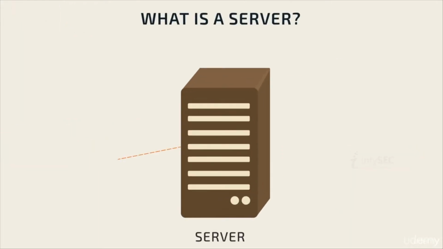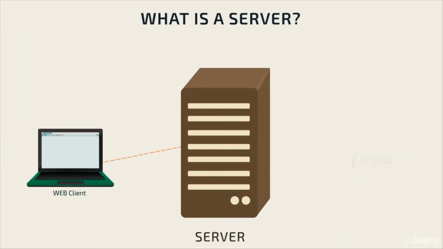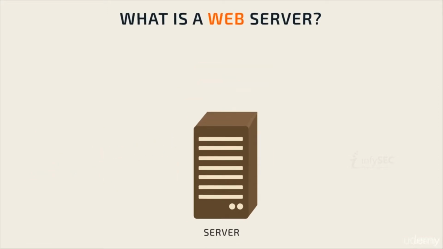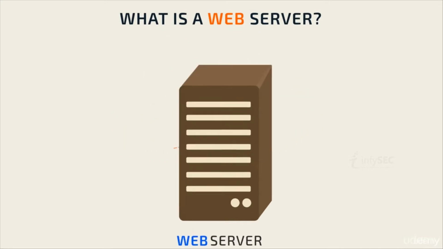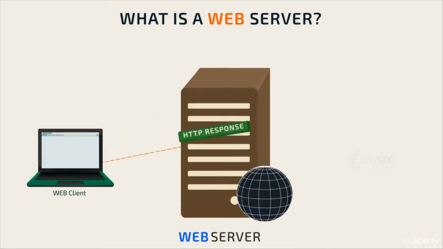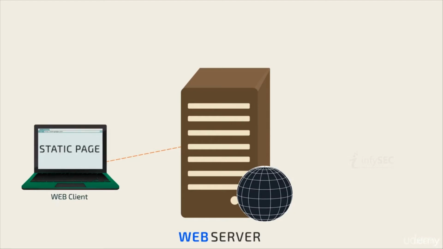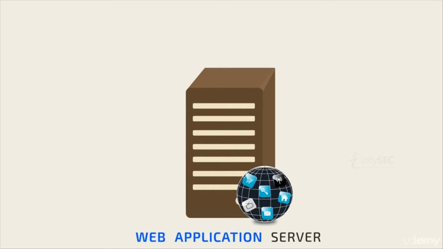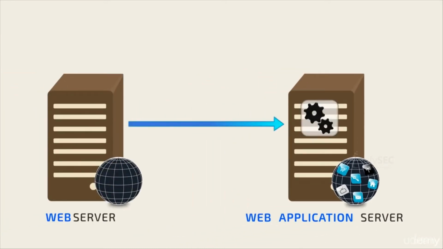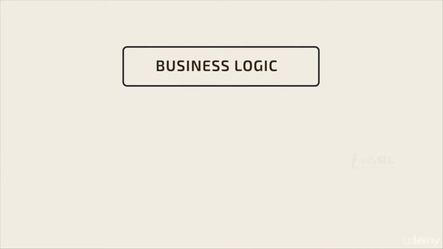So, what is a server? As the name implies, it is a computer that serves the requests from the clients. What is a web server? When a server service, such as Apache, Tomcat, IIS, or Zeus, is installed on a computer, it becomes a web server capable of handling requests for static pages. Installing services such as Oracle WebLogic or Glassfish over a web server will transform it into a web application server. This is capable of handling requests to process them based on the business logic and to respond accordingly.